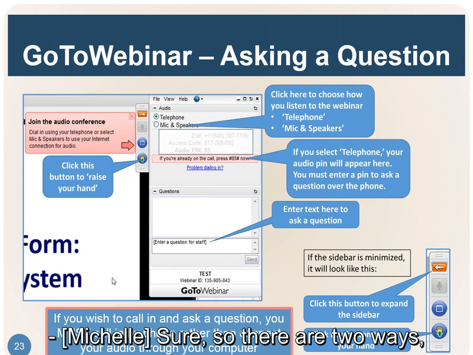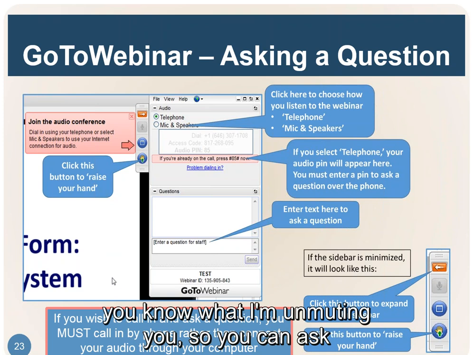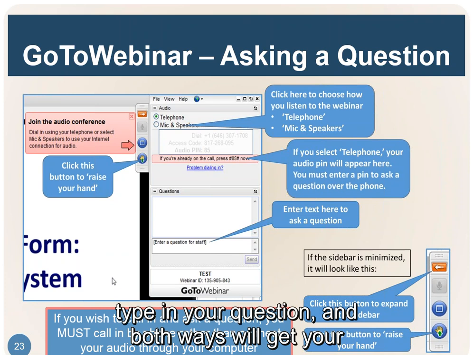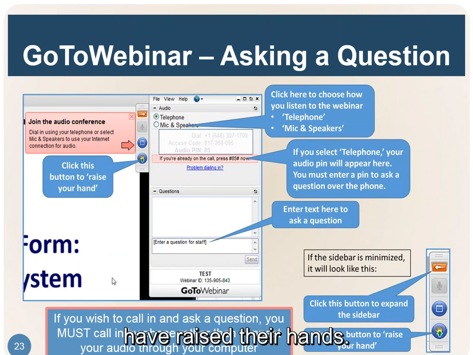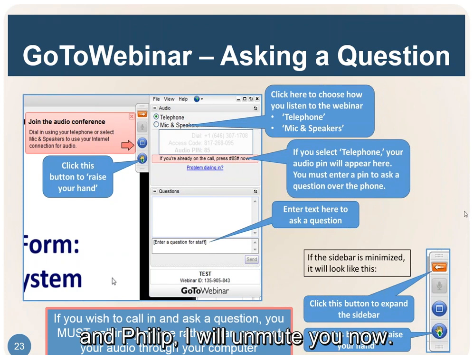Sure. So there are two ways. You can either raise your hand, and then I will let you know when I'm unmuting you so you can ask your question so we all can hear you, or you can type in your question, and both ways will get your question answered. So we'll start with those who have raised their hand. First we have a question from Philip Garnier, and Philip, I will unmute you now.